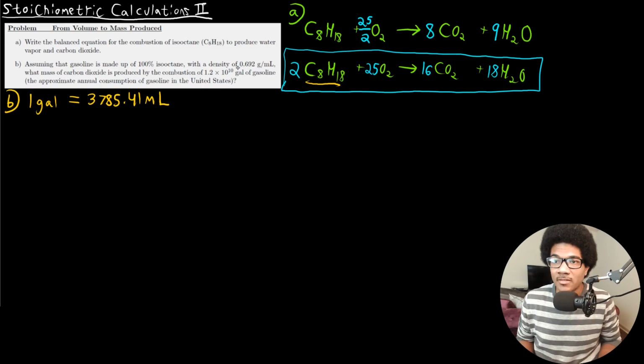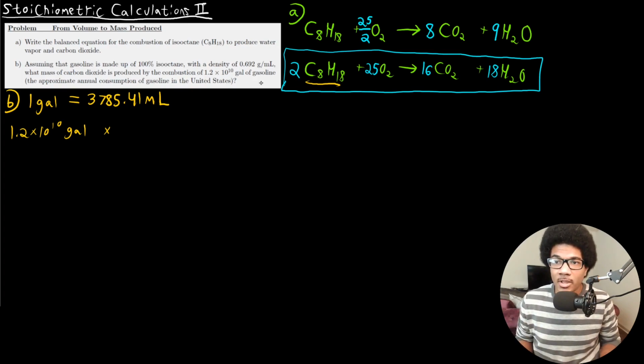You start with this volume of gas. You want to figure out how much CO2 is going to be produced. You convert this guy to moles, use your chemical equation to convert, and then go from there, right? So let's go through it. So we're starting with 1.2 times 10 to the 10 gallons of gasoline, right? And we want to convert this guy to moles, right?